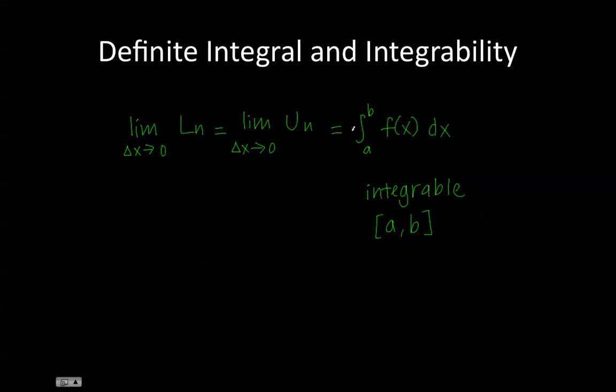Not only does this function have a definite integral from a to b, but that definite integral is actually equal to the limit of the lower Riemann sum and the upper Riemann sum as the width of those rectangles approaches 0.